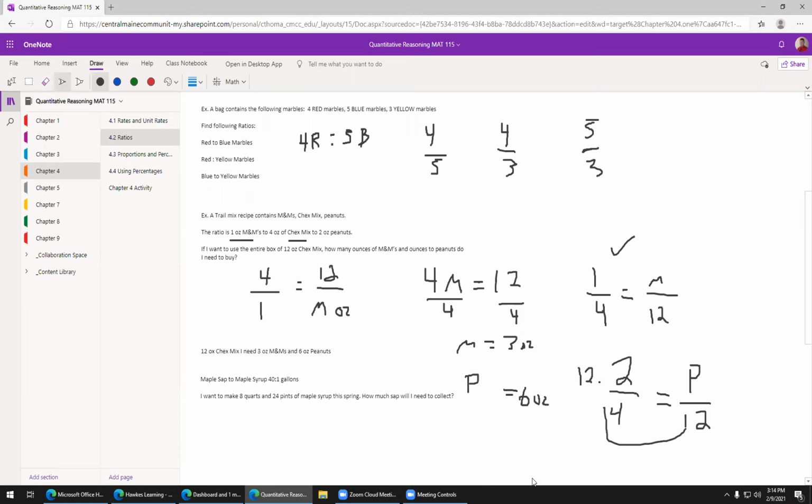And this is a very simple recipe. I know if you make trail mix, there's way more cool stuff that goes into it, but we could be here all day making different ratios for a trail mix, depending on people's preferences.